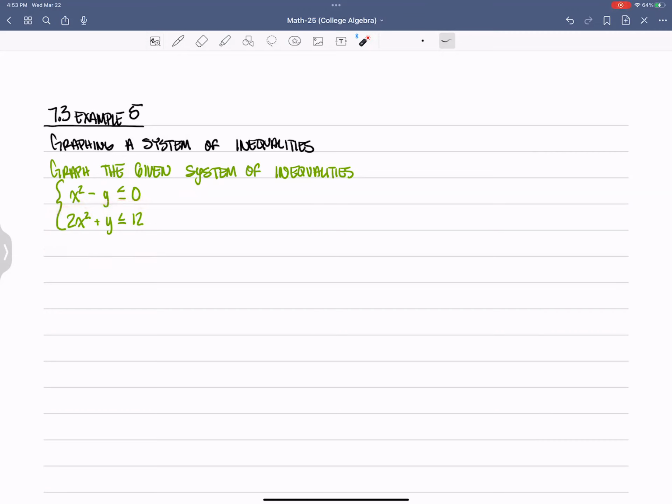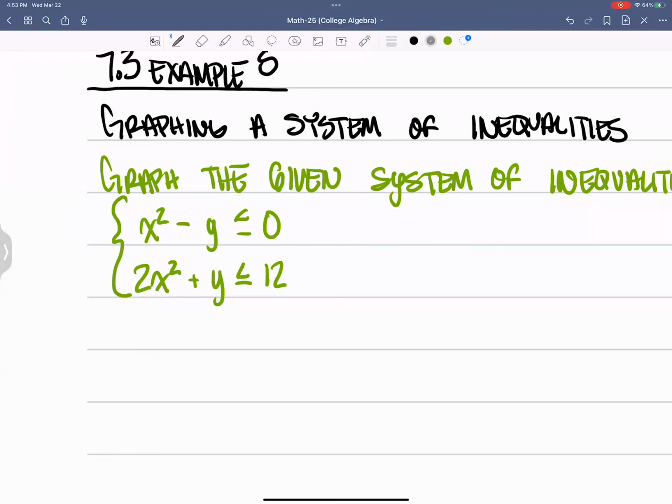And same thing over here. It looks like we have two parabolas here. So let's try to get it in parabola form. So let's see. In parabola form, we have x squared minus y is less than. Actually, let's just do different colors. We'll have this one in gray. We'll have this one down here in green.